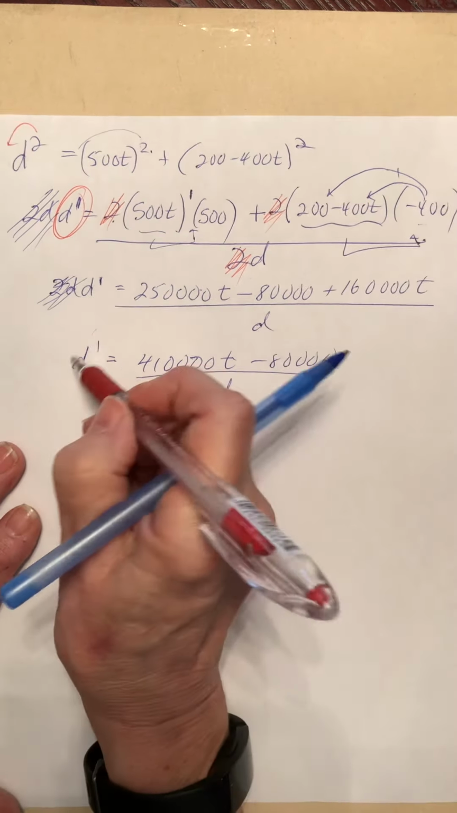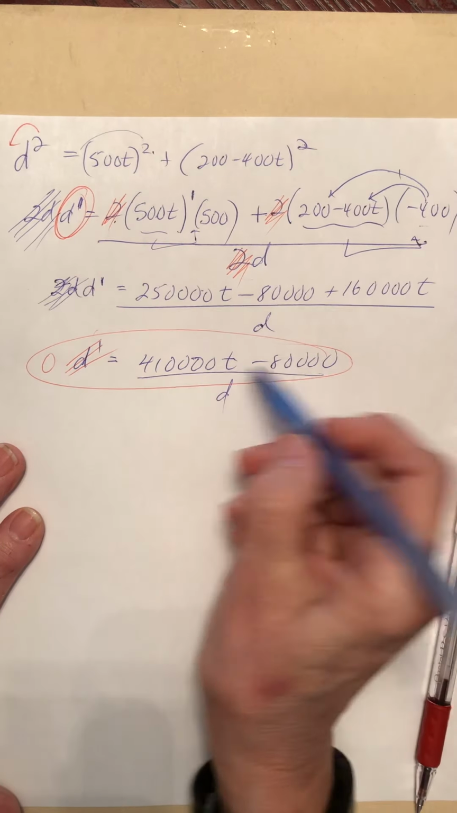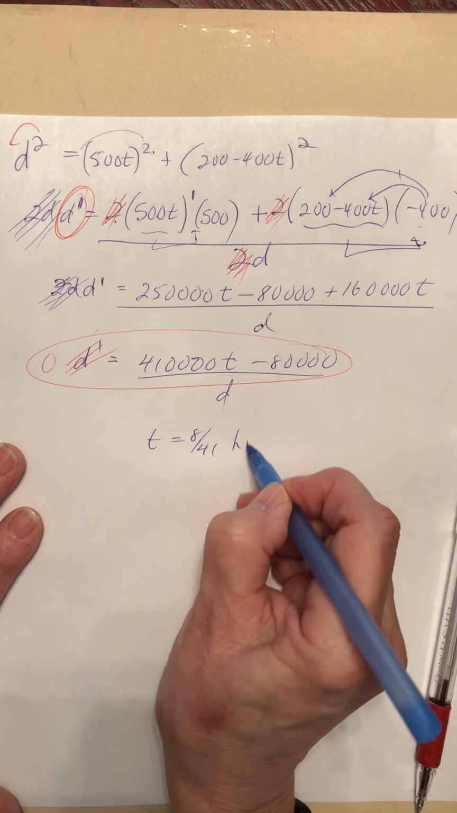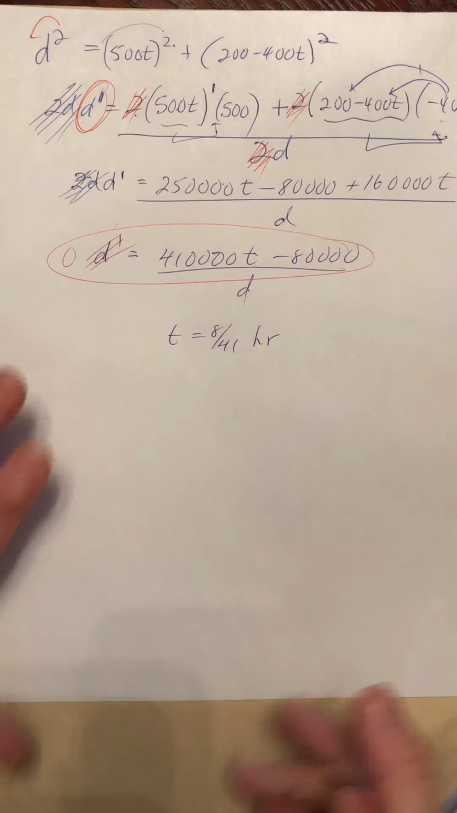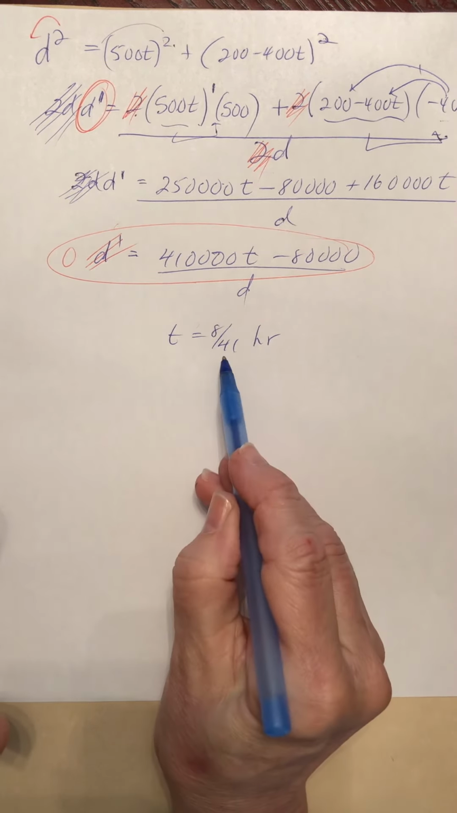So what do I want the slope to be? I want it to be 0. So I'm going to solve for the top. By the time I'm done, I will get 8 over 41 hours. So that's how long it's going to take, right, for the planes to be closest to each other they'll ever be. You could change this to a decimal.